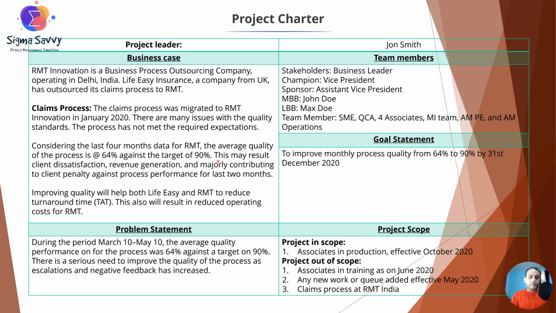Considering the last 4 months of data for RMT, the average quality of the process is 64% against the target of 90%. This may result in client dissatisfaction and lost revenue, and majorly contributes to client penalty against the process performance for the last 2 months. Here we are giving the numbers.